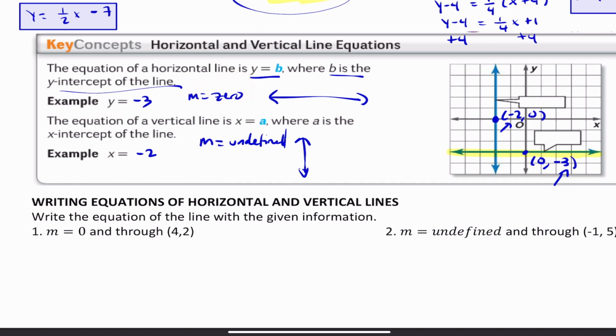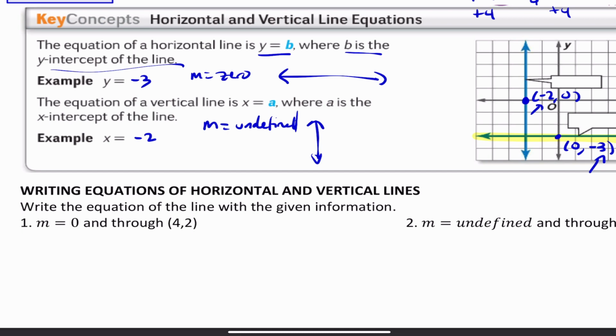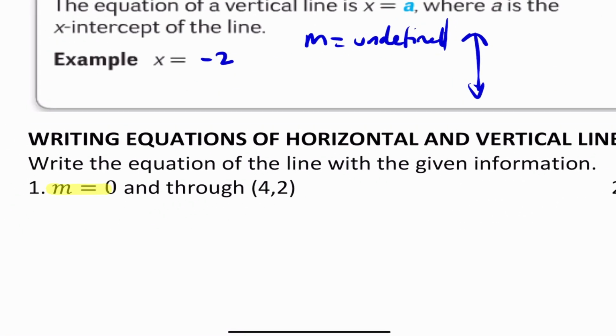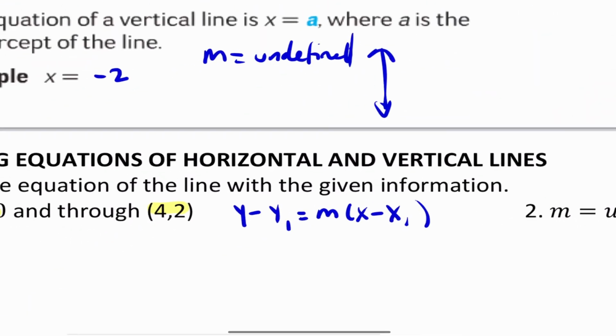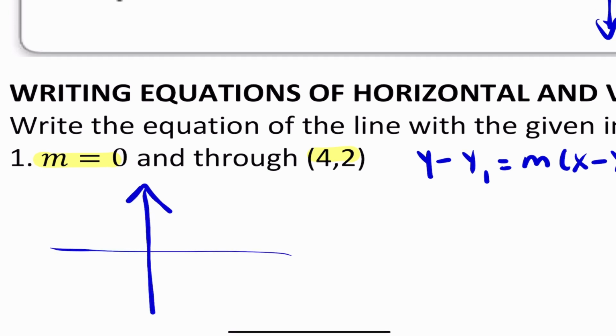Okay, so let's go ahead and take a look at this one. Write the equation of the line with the given information. You have a slope of 0 and through 4, 2. Okay, so this is how I like to do it. I have a slope and a point, so that means I'm going to use point-slope form: y minus y1 equals m times the quantity x minus x1. Actually, I don't think I want to do that right now. Let's go ahead and draw a picture. Maybe that'd be better.